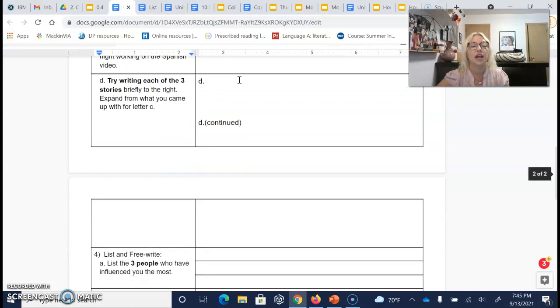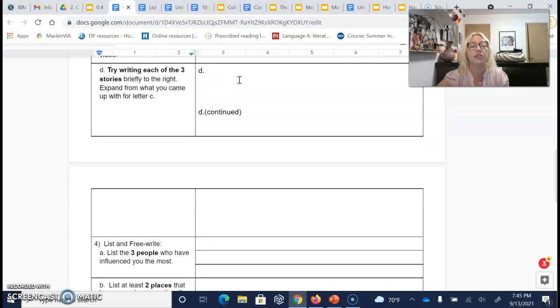Letter D, try writing 3 of the stories briefly to the right. Pause it and try writing these stories out.